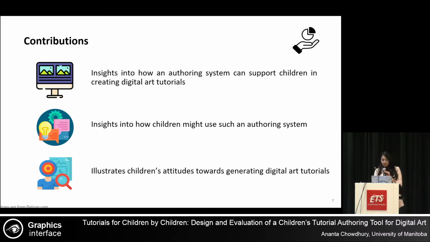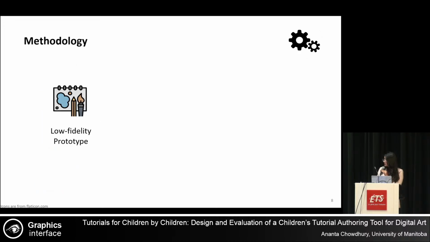Now let's take a look at our methodology to address our research goals. As the first step of our research, to explore how children would feel about creating art tutorials for other children, we started with a low-fidelity prototype, because prior work has shown the effectiveness of low-fidelity prototyping in eliciting feedback from children. So we used this low-fidelity prototype in a participatory design session to better understand children's perspectives and their needs. So we involved the children in the design process.